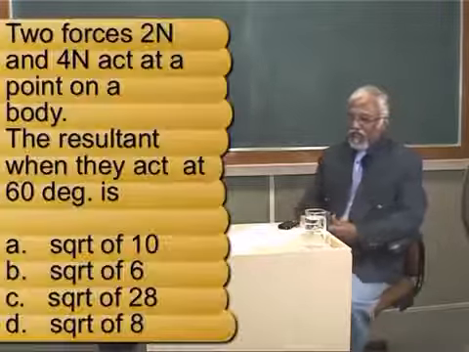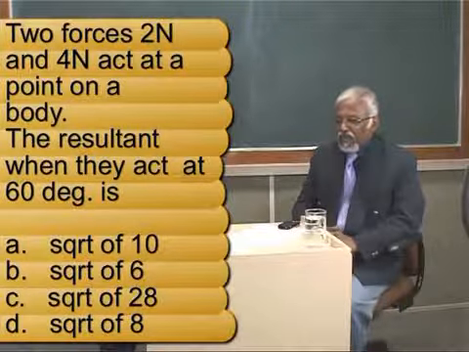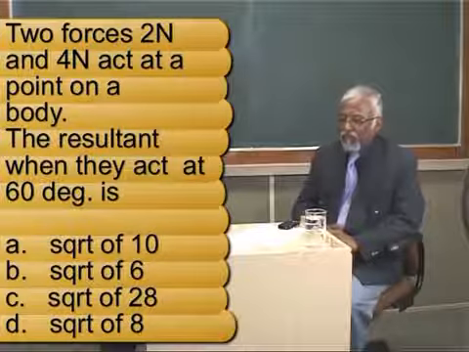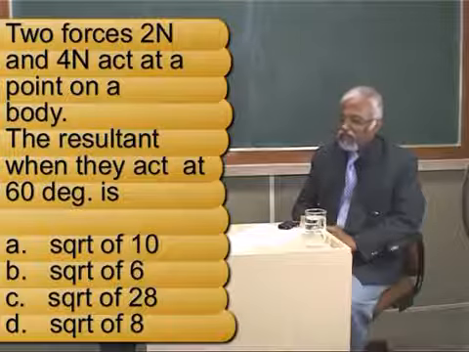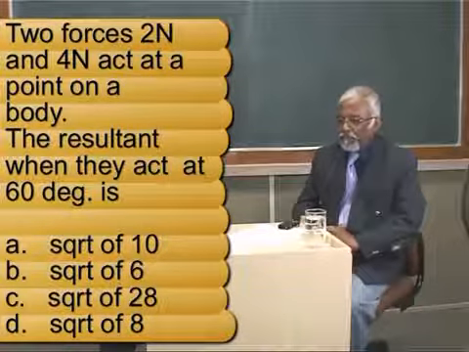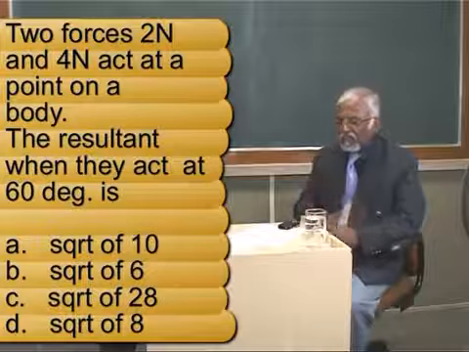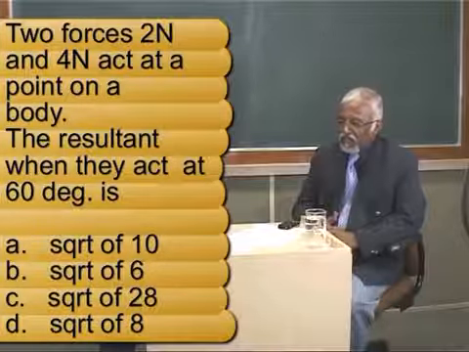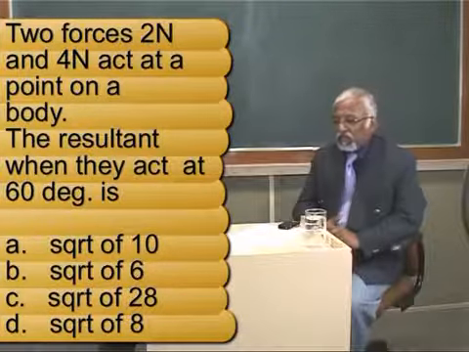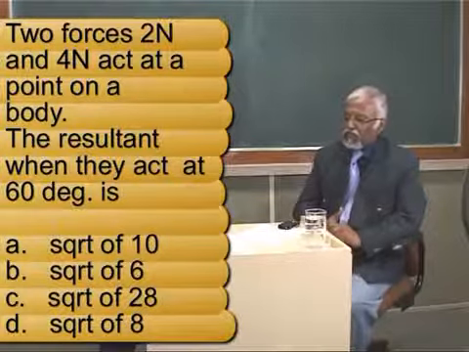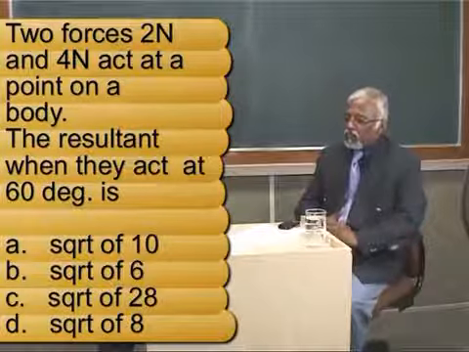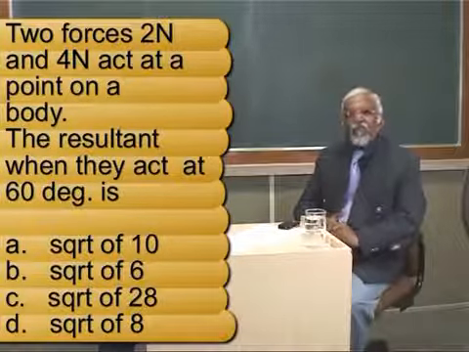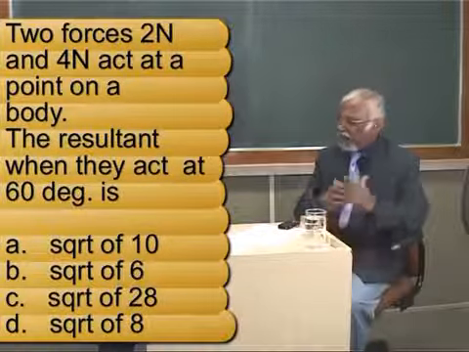The first problem. Two forces, 2 N and 4 N, act at a point on a body. The angle between them is 60 degrees. What is the resultant? The first option is square root of 10, the second option is square root of 6, the third option is square root of 28, and the fourth option is square root of 8. Your time has already started.